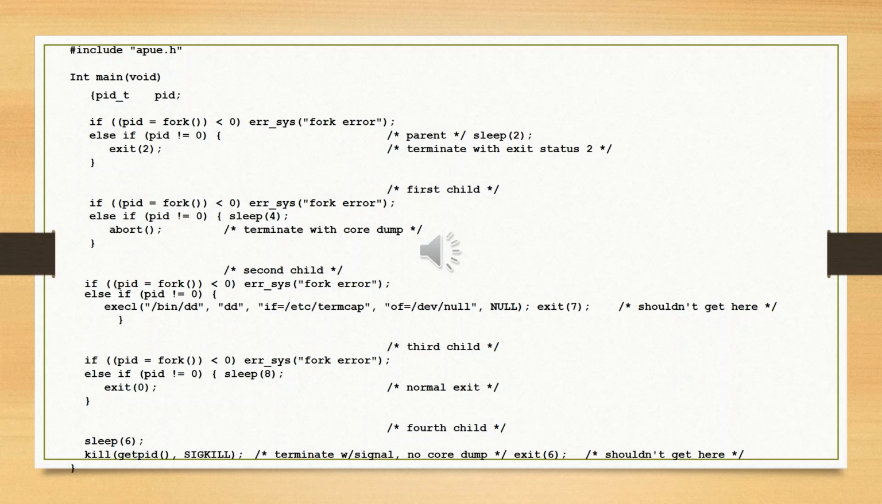Then you can call one more child, the third child. If PID is equal to fork less than 0, once again generate the fork error, and once again go to sleep. Then the normal exit function should be called. Then you call the fourth child, and you want to try to work it out with the corresponding information for execution of this program.